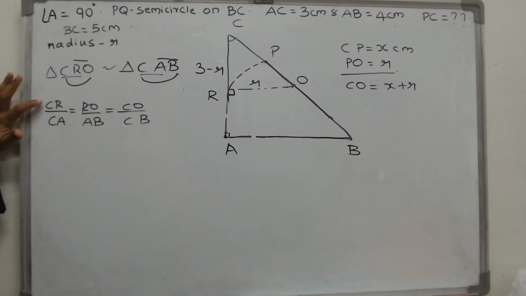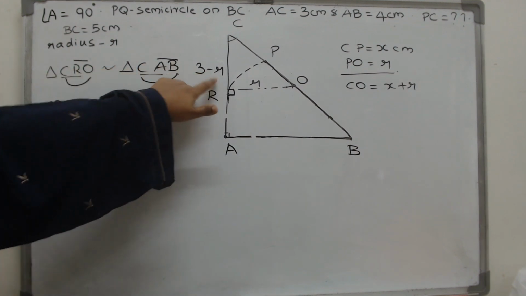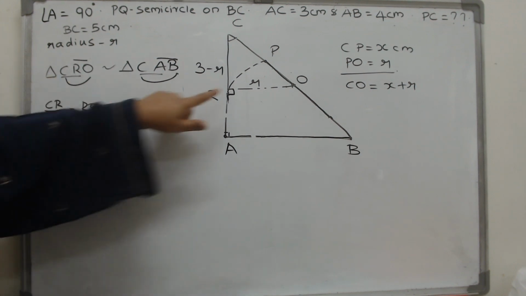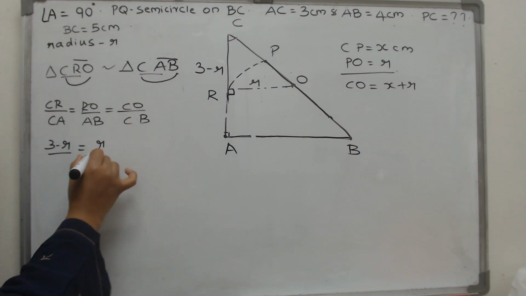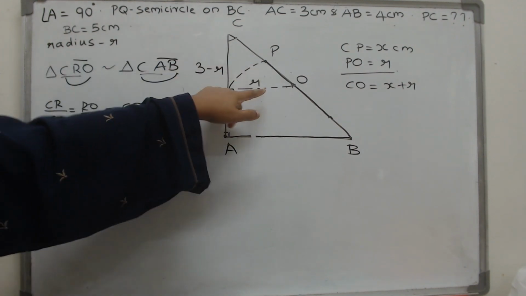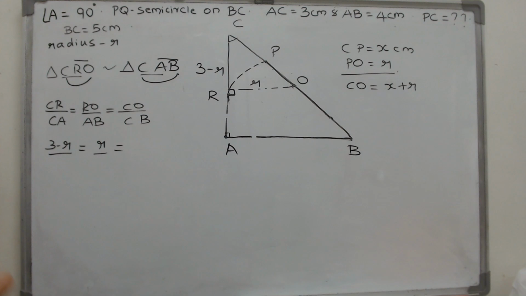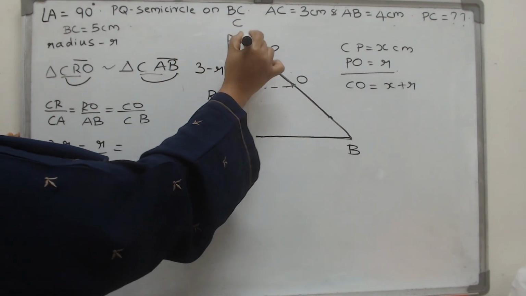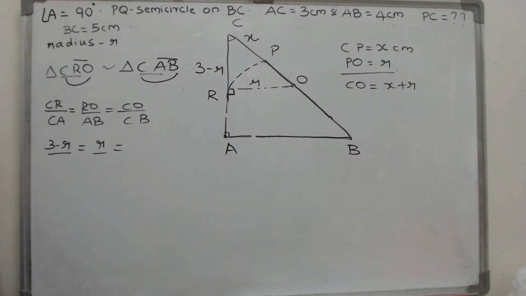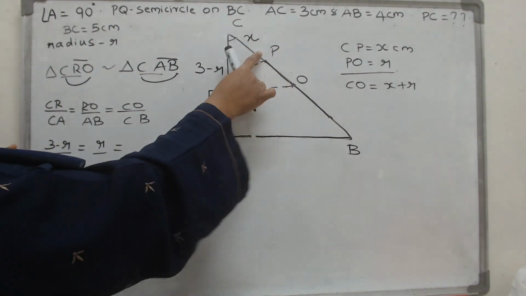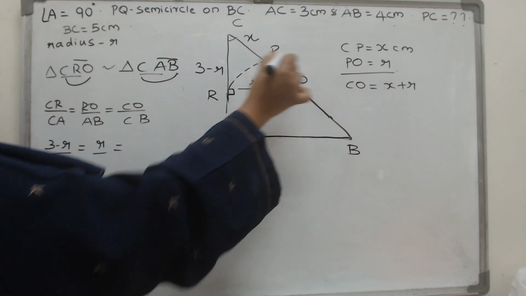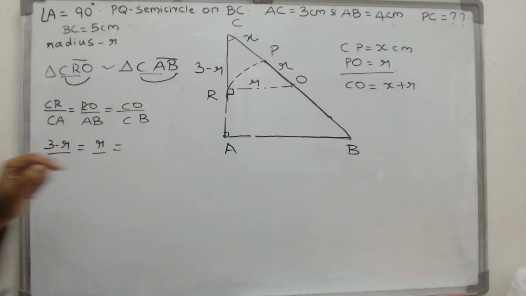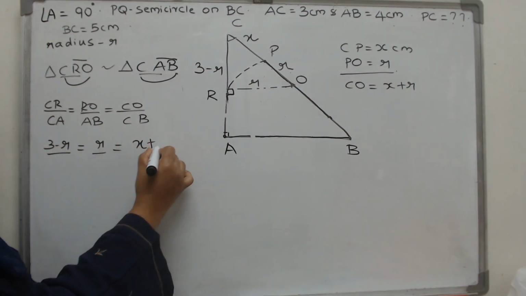And what do we know about the sides of the smaller triangle? CR is 3 minus R. RO is R. And what about CO? Now where are we going with all of this? What are we trying to find? We need to find the measurement of this segment here, CP. Let me name it X. Then what about PO? It is the radius of the semicircle, which means it is R. So CO is going to be what? It is going to be X plus R.